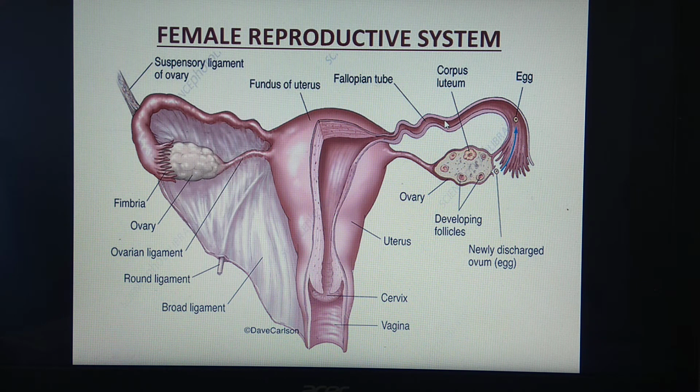Ampulla, what is ampulla? It is the middle region. What is the importance of this ampulla? It is the site for fertilization. Here fertilization can take place. And what is this isthmus? It is the distal narrow part. This is distal narrow part which opens into the uterus here. So this part is proximal, and this region is called as distal region. So this is the fallopian tube, its details.